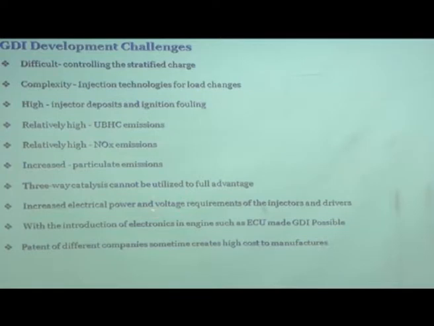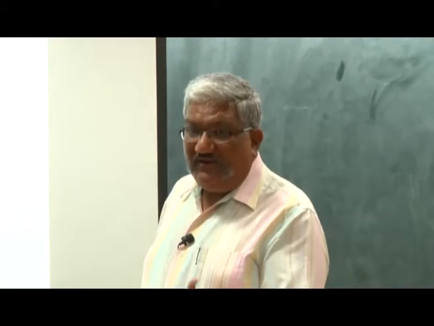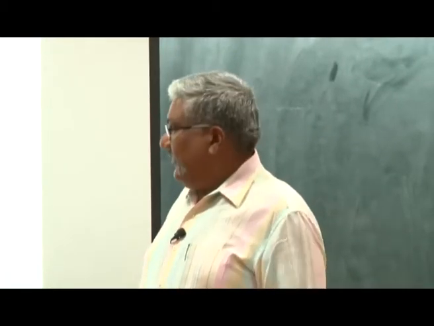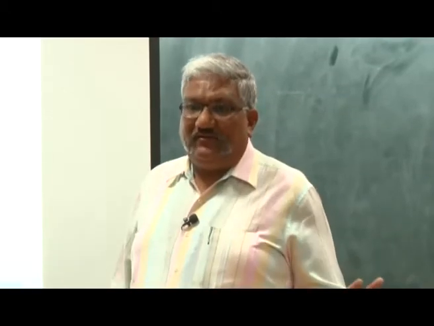Then, increased electrical power and voltage requirements for injectors in the drivers. So, everything is solenoid operated. So, you need a lot of electronics, you need to supply electrical power to control the ECU, to control the solenoids, to control the sensors and actuators. With the introduction of electronics in the engine such as ECU, GDI is possible. If ECU was not there, GDI would not be possible. In PFI, we can still manage without electronics, because I told you K-Jetronic, it's a mechanical system. Of course, the T-Jetronic, L-Jetronic, they were electronic systems, but K-Jetronic was completely mechanical. The GDI engine you cannot have without electronics.